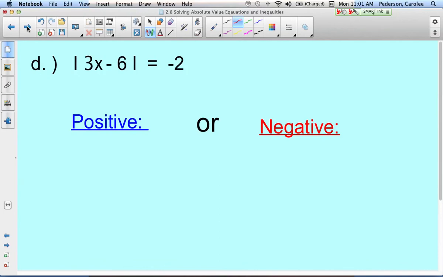This example, the absolute value of 3x minus 6 equals -2. There's a problem right here. This -2 has to be positive in order for us to find a solution. So no solution exists for this equation because 2 is negative.